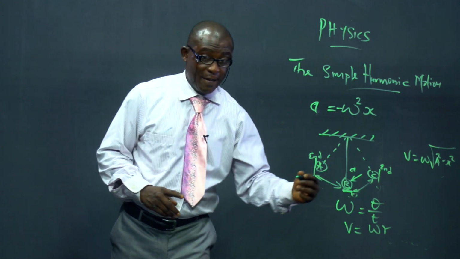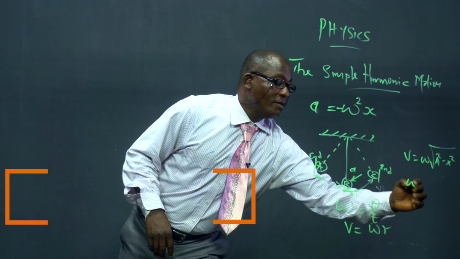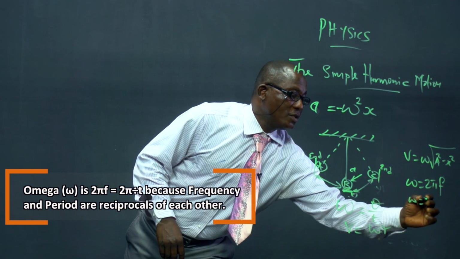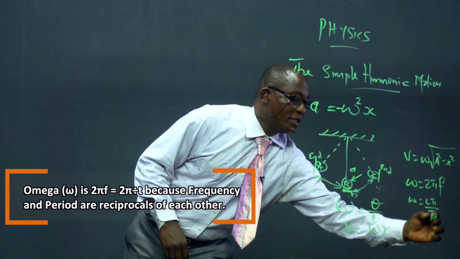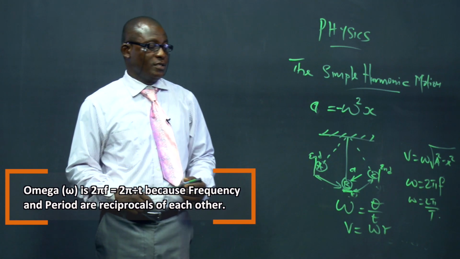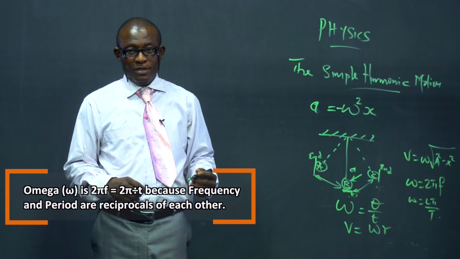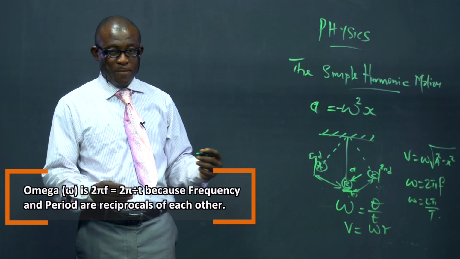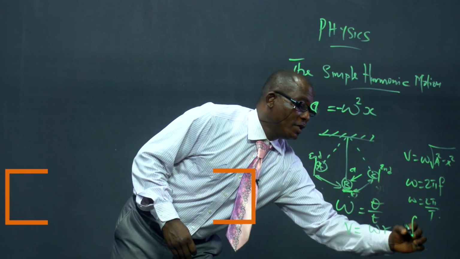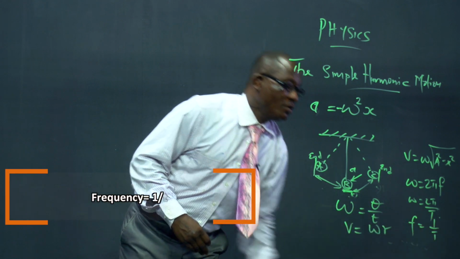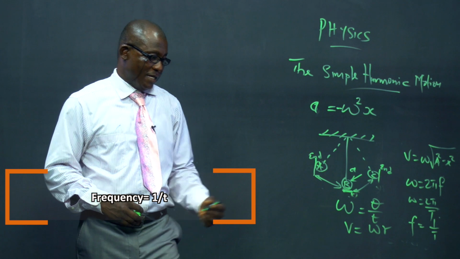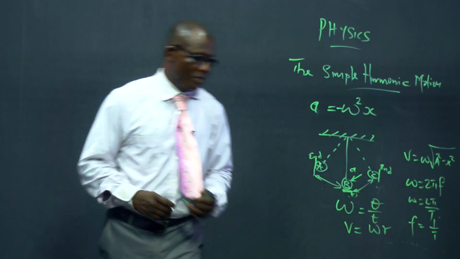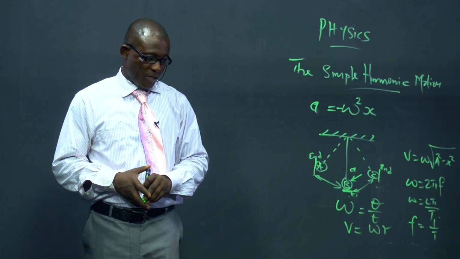And omega, what is omega? Omega is 2 pi f, and it is 2 pi divided by T. Why are we having this? Frequency and period are reciprocals of each other. Frequency is the reciprocal of period, so I can replace my frequency with 1 over T. So omega is 2 pi divided by the period.